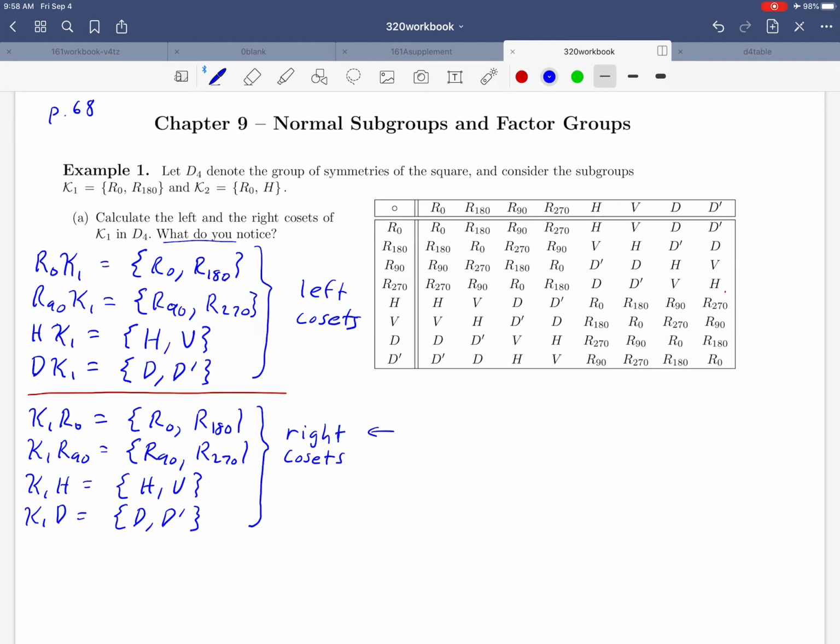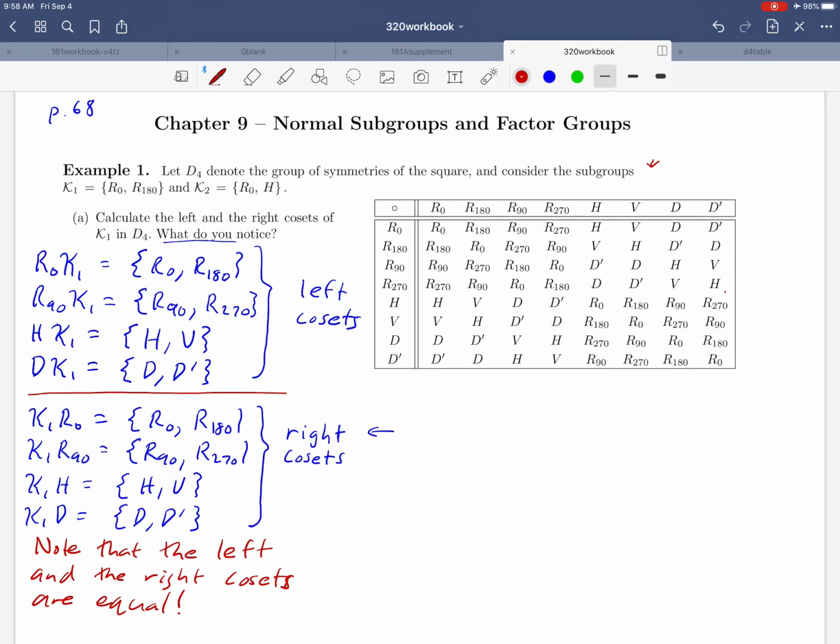We got the same 4 sets there. That's a very important observation, so I'm just going to write that down. And there's something else interesting that we can notice here if we look back at the Cayley table that we have for our group.